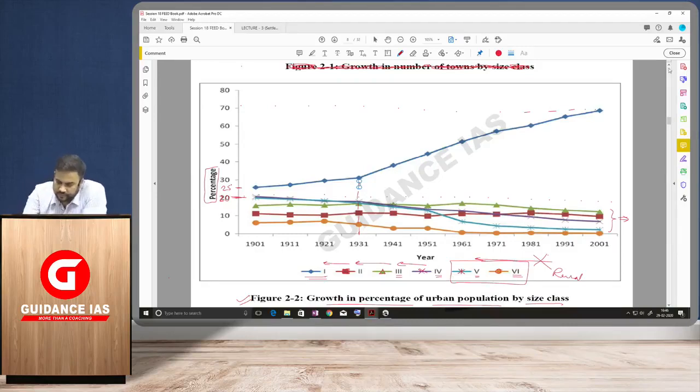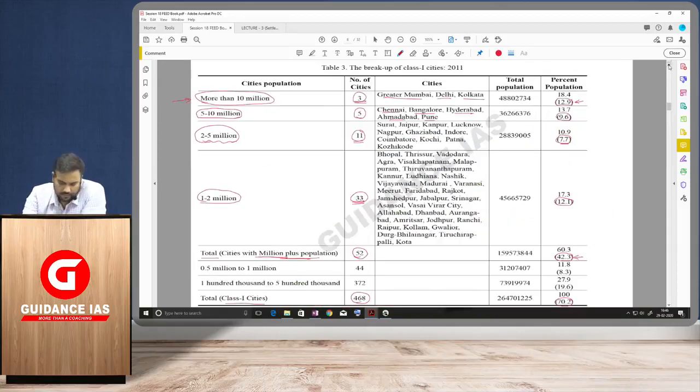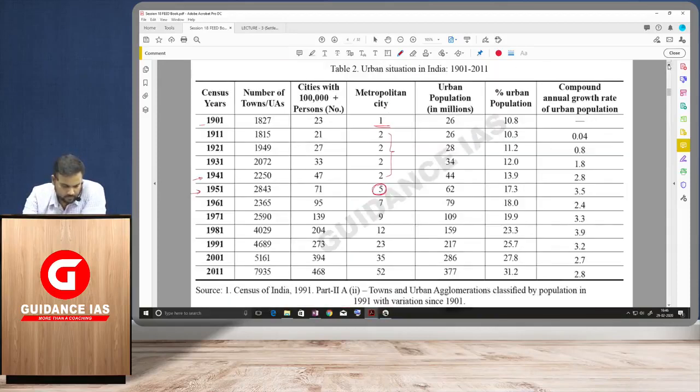Now let us see. Take the case of cities with 1 lakh plus population. What has happened with the number of cities? 1 lakh plus population cities were 23 in 1901. What happened to their numbers? It has continuously increased. The total number of such cities has kept on increasing, census by census. That means more cities have become class 1 cities now. What has happened with metropolitan cities? Again, they have been growing in numbers.